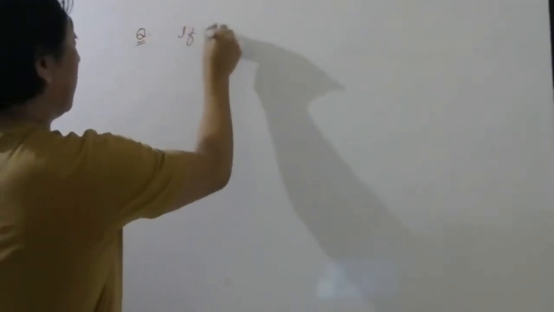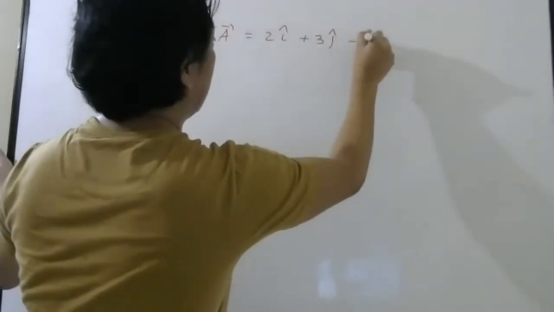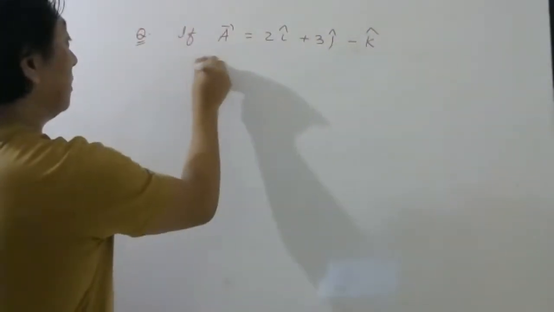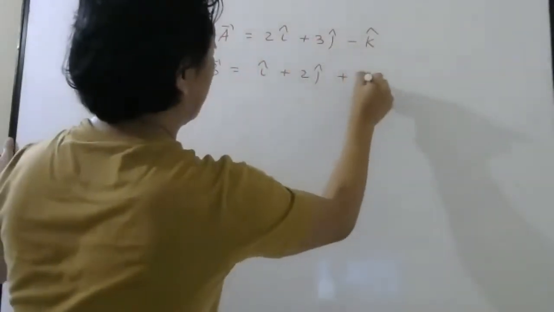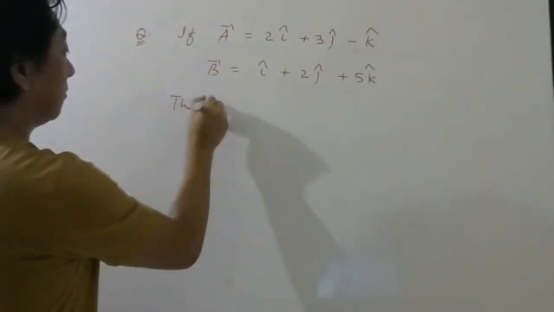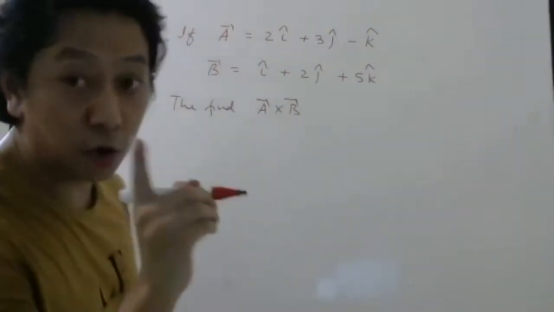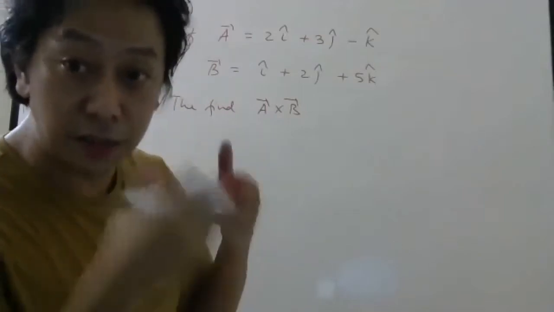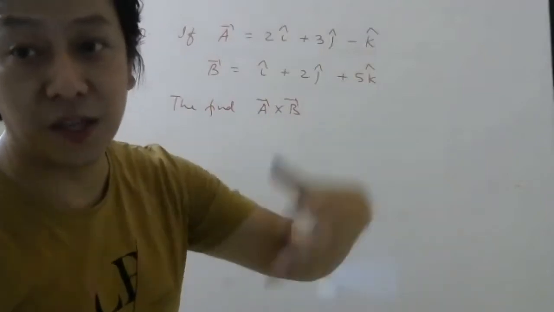So let us say the question is: if A bar equals 2i cap plus 3j cap minus k cap and B bar equals i cap plus 2j cap plus 5k cap, then find A bar cross B bar. Remember, A bar cross B bar is also a vector. And if it is a vector, it should also come in component form. Matlab X component should be there, Y should be there, Z should be.